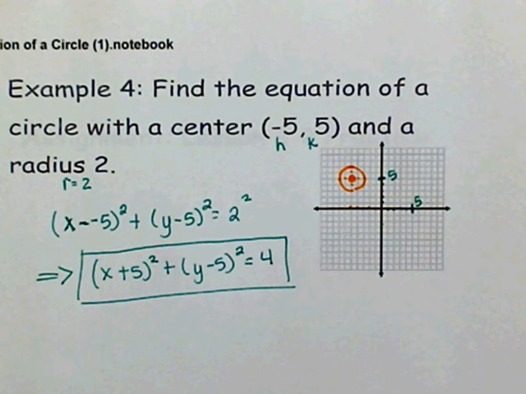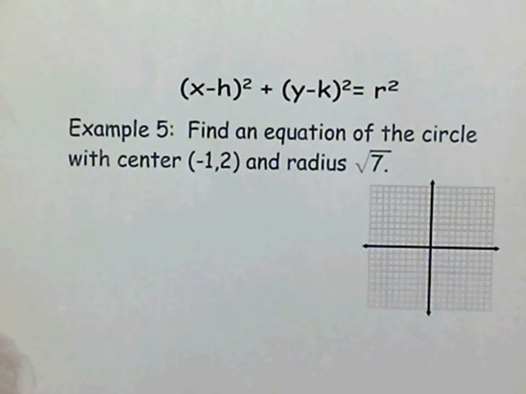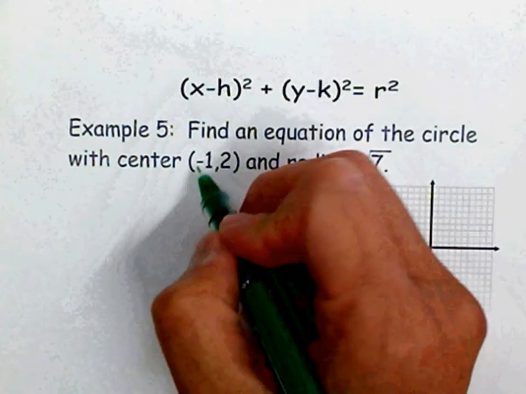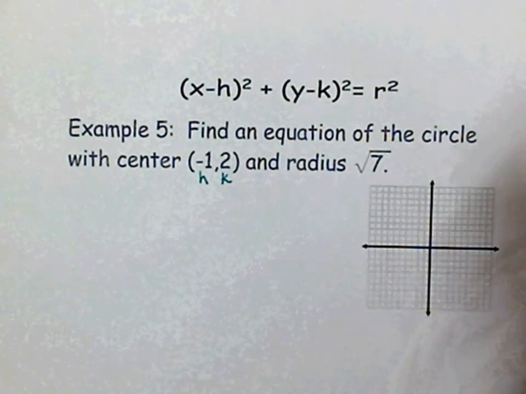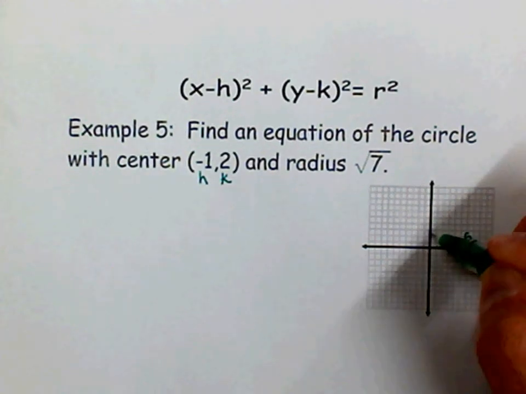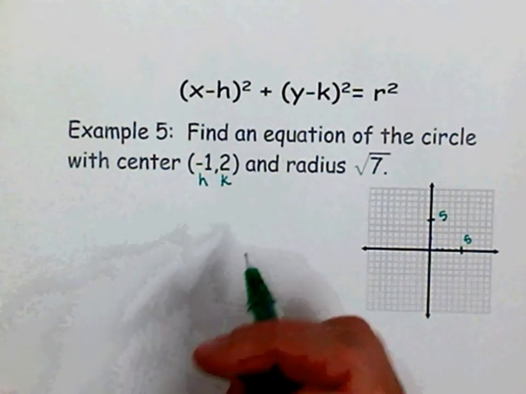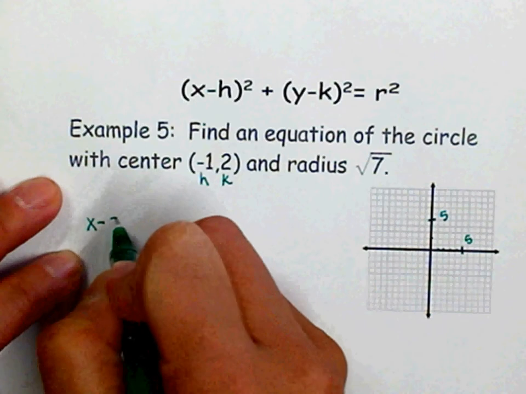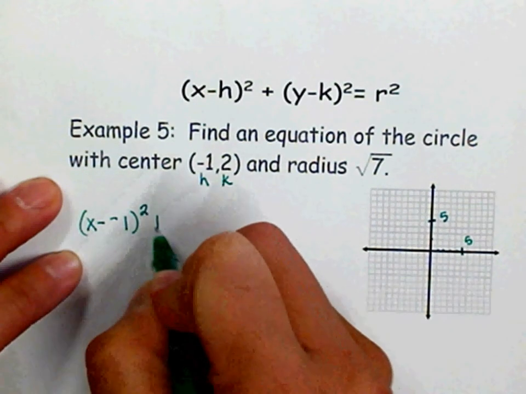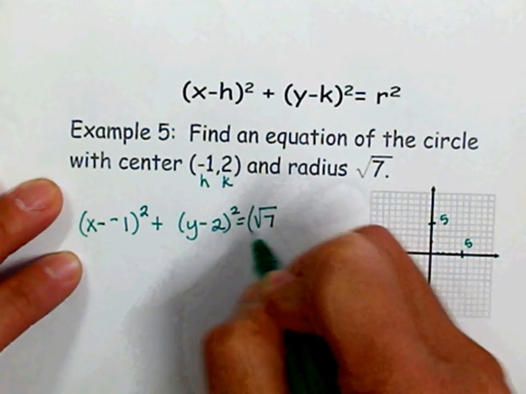Example 5. Oh, look at Miss Bolingo throwing a square root. She has to be so mean, doesn't she? All right, so here we go. Here's your h, here's your k. I'm going to label my graph. That's all you have to do to label your graph. X minus negative 1 squared plus y minus 2 squared equals the square root of 7 squared. Okay, let's rewrite this.